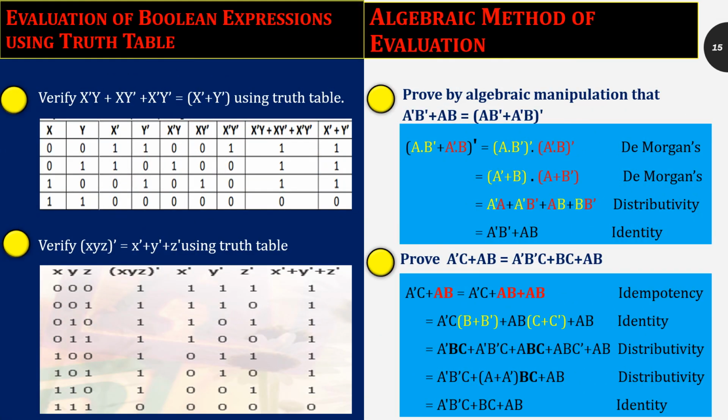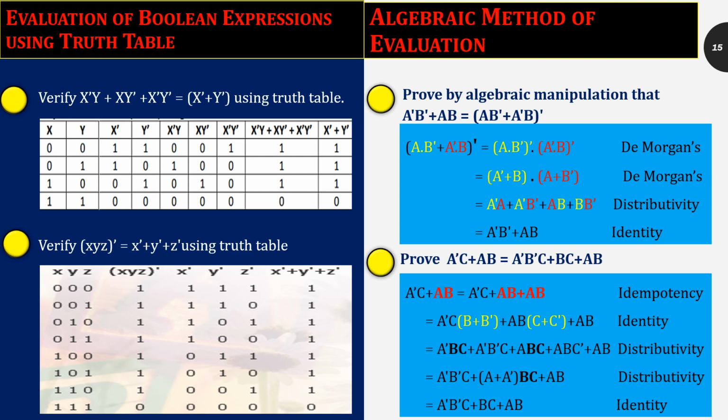We can evaluate any Boolean expressions using the truth table method or using the algebraic method. If you are using the truth table method, for all the possible input combinations, we need to prove that the left hand side of the expression is equivalent to the right hand side. So for all the possible combinations of x and y, we need to prove that the left hand side of the expression is equivalent to the right hand side using the truth table.